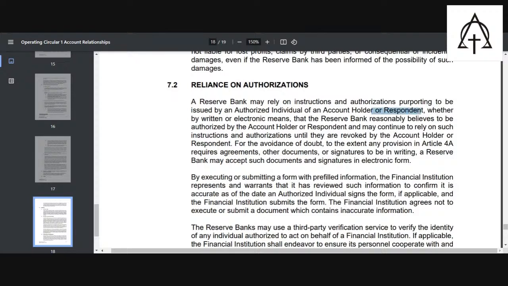Holder or respondent, whether by written or electronic means that the Reserve Bank reasonably believes to be authorized by the account holder or respondent, and may continue to rely on such instructions or authorizations until they are revoked by the account holder or respondent.